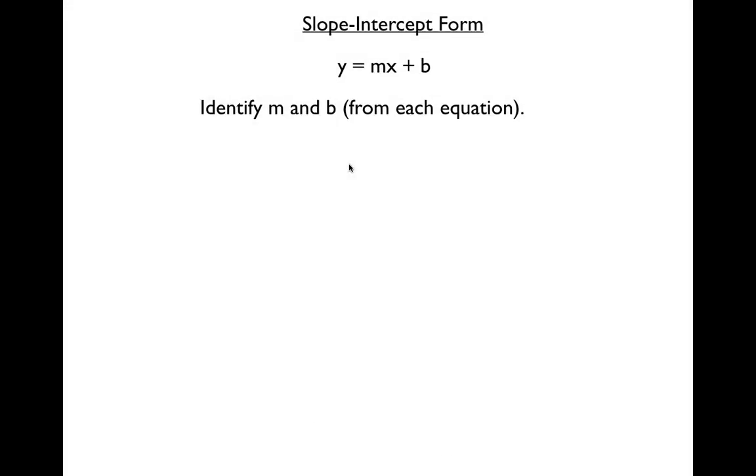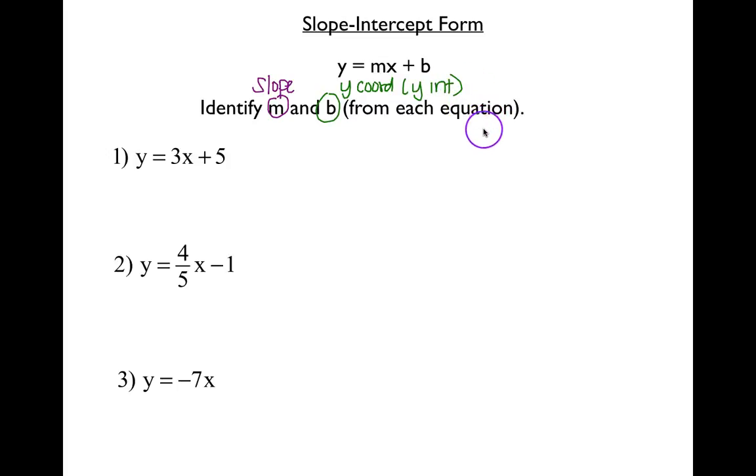So now let's go into our very first example. It says here in the instructions, using slope-intercept form, which, friendly reminder, is y equals mx plus b, identify m and b from each equation. Here, m is asking us for the slope, and b is asking us for the y-coordinate of the y-intercept. So let's take a look at the first 3 problems.